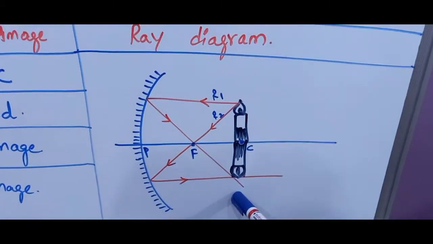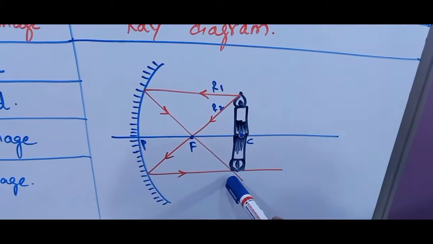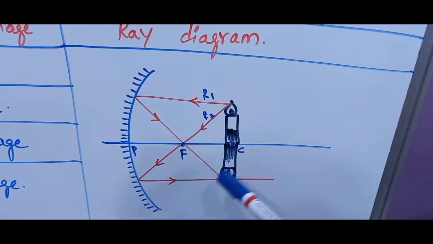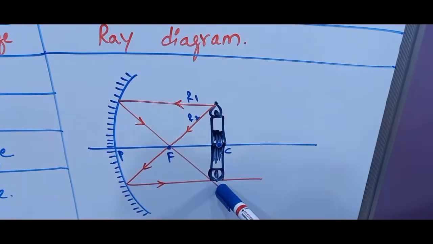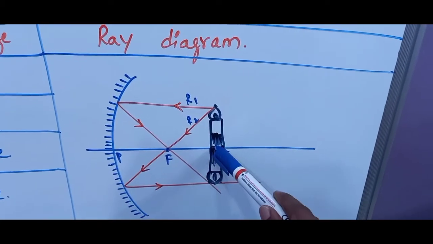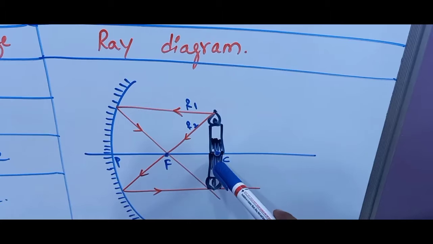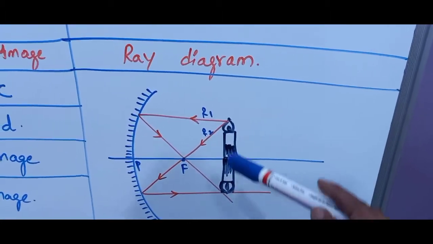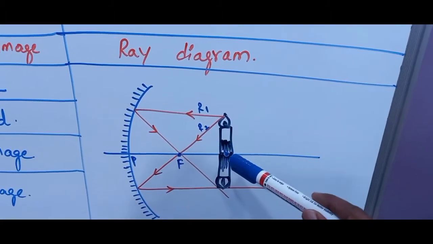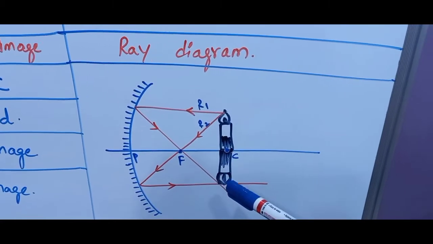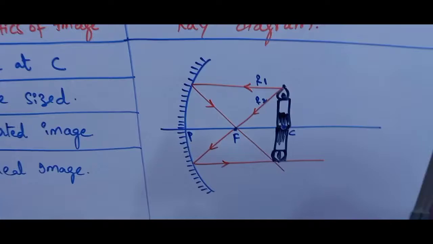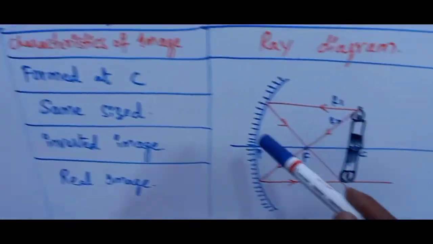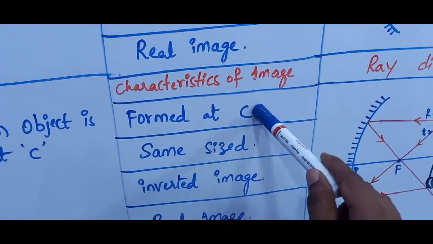In the previous class I said that where the reflected rays intersect with each other, at that point we will get the image of the object. So we will get the image here. This point is the center of curvature. So we have to keep in mind that when the object is placed upon the center of curvature, the image of that object will also be formed at the same point, upon the center of curvature. According to this ray diagram, the image is formed at C.